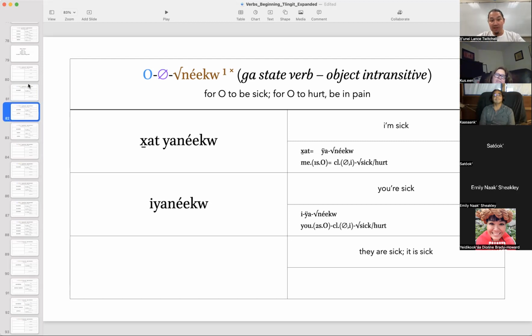Okay. You are sick. Unique, right? All of these will go unique, all of them. You're unique. They are sick. It is sick, singular.